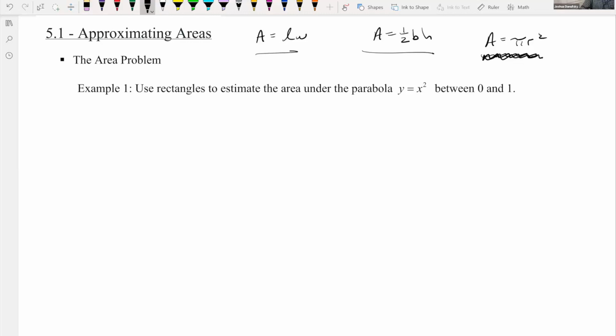And so that's what we're going to be moving towards with this section, being able to take areas under curvy things. A better way to put that, under curves, right? So for example, if we look at number 1, they want us to use rectangles to estimate the area under the parabola y equals x squared between 0 and 1. And once we get good at estimating the area under a curve, then we can start looking at how to actually find the area under the curve. So let's go ahead and sketch this real quick.